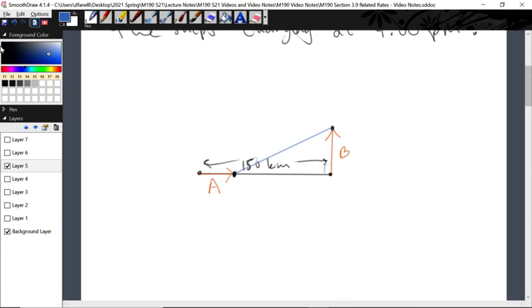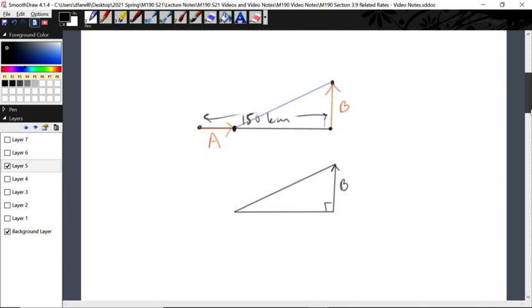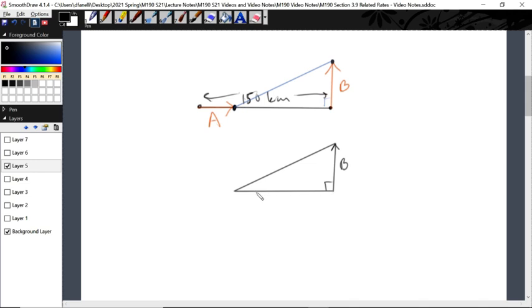I'm going to simplify this diagram now. Here's our right triangle. This is side length B. This length right here is going to equal 150 minus A, where A is the distance that ship A has traveled.